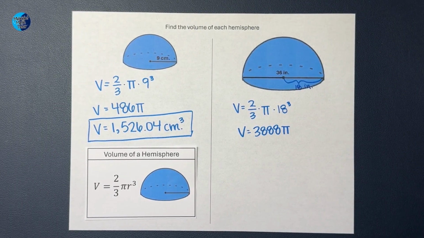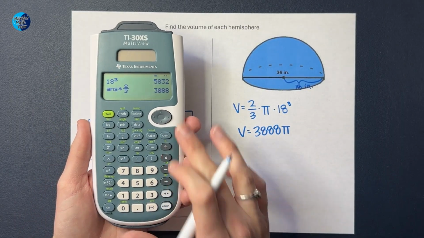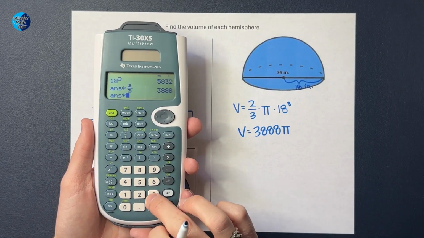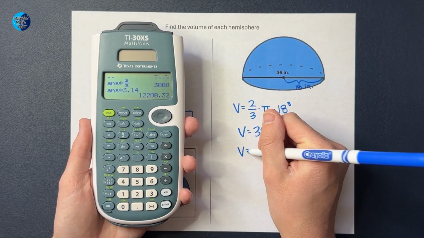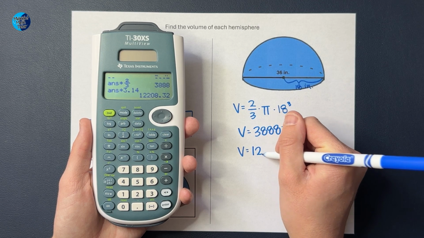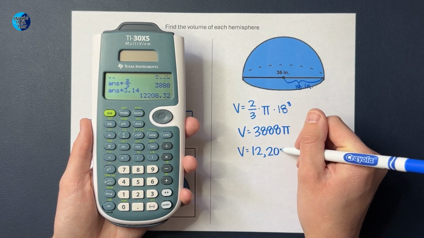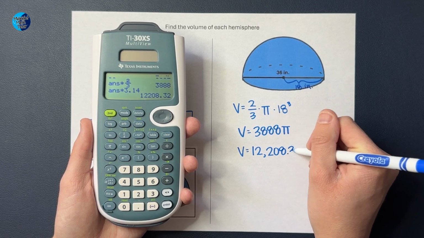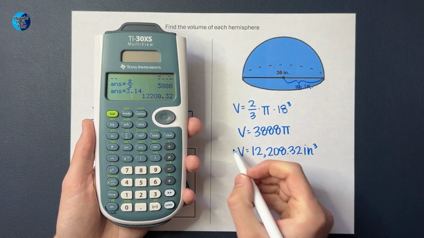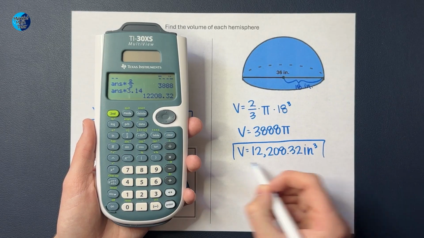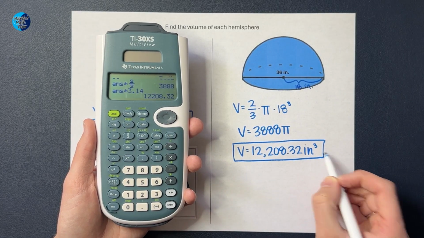If that is what your teacher wants, just make sure to put your units on. But we are going to go ahead and multiply 3,888 by 3.14 and get a volume of 12,208.32 inches cubed. There we go. There's that volume.